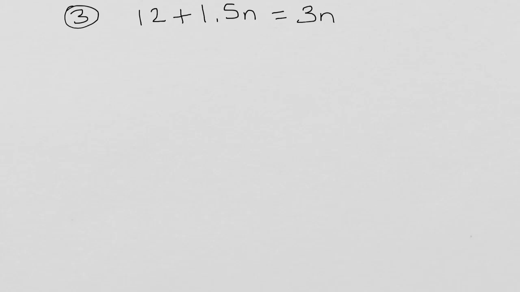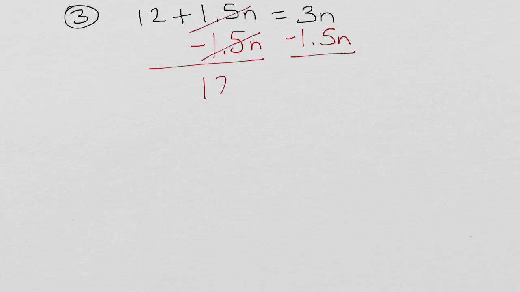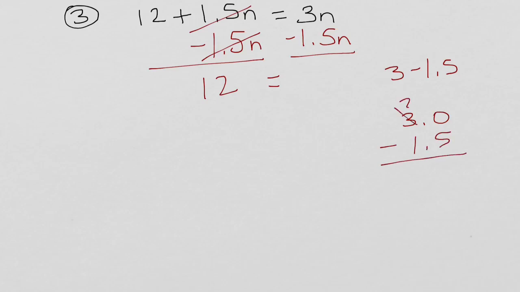So here I want to gather up all the n's on one side. I'm going to subtract 1.5n from both sides. So on the left-hand side, these guys cancel, and I'm left with 12. On the right-hand side, I have to figure out what 3 minus 1.5 is. If you're not sure, you can always do the subtraction and get 1.5.